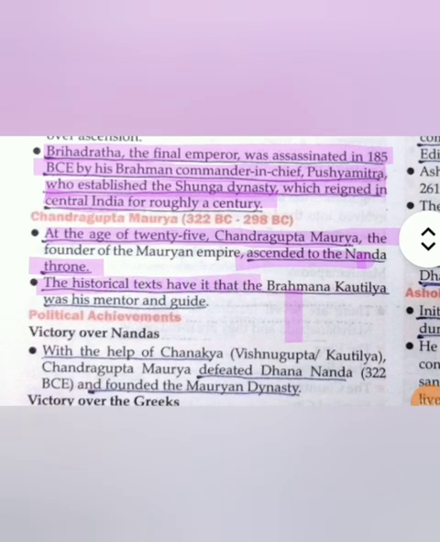Historical texts have it that the Brahman Kautilya was his mentor and guide. There is a story that Dhananand insulted Kautilya. So in order to take revenge on Dhananand, he joined hands with Chandragupta Maurya and helped him overthrow Dhananand. In this way, Chandragupta Maurya got the Nanda throne. He became the king, he got the power, and Kautilya got his revenge.